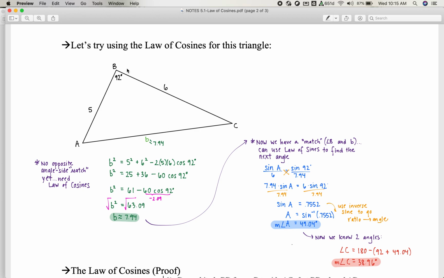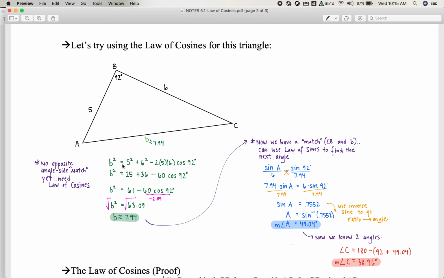So taking a look right here, the only angle in this whole problem that I know is 92. And I do not yet know the side across from it, but I do know the other 2 sides. So if this is angle B that I know, I essentially want to start with the version of law of cosines that would start with little b, the side across from angle B. And so here's the setup right here.